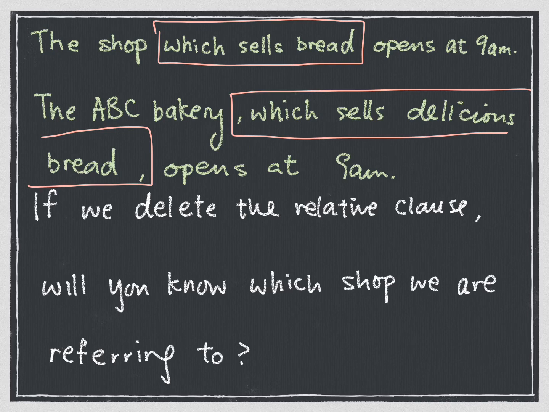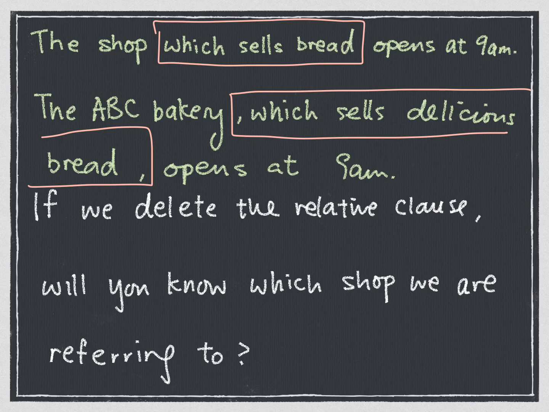Take a look at the second example one more time. The shop which sells bread opens at 9 a.m. The ABC bakery, which sells delicious bread, opens at 9 a.m. Once again, if we delete the relative clauses in these two sentences, will you know which shop we're talking about? The first one, if I delete the relative clause, it would be the shop opens at 9. Do you know which shop I'm talking about? The bank, the bakery, the supermarket, or the pharmacy? But what if I delete the relative clause in the second sentence? The ABC bakery opens at 9. You will know that I'm talking about the ABC bakery instead of the bank or the supermarket.